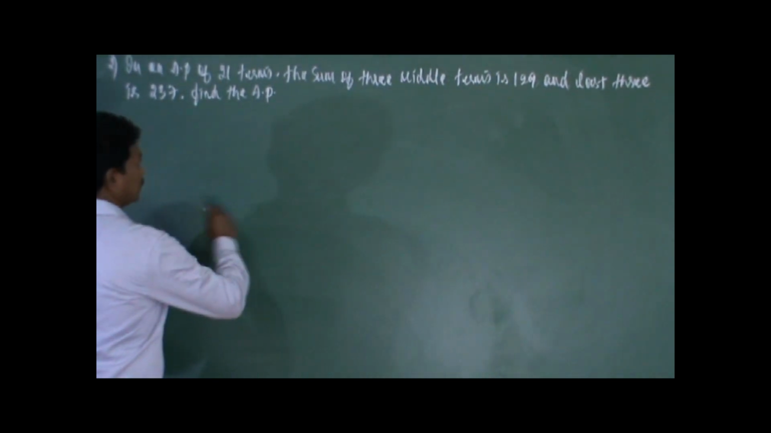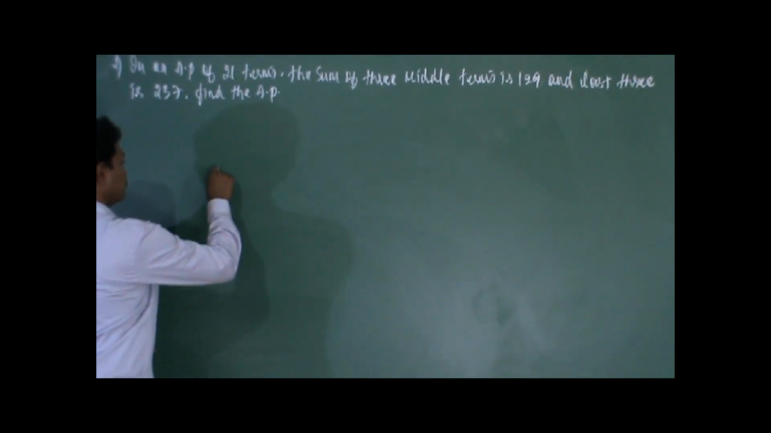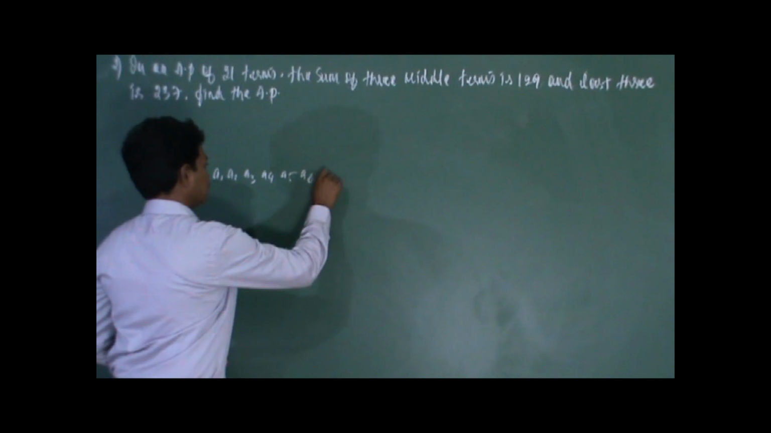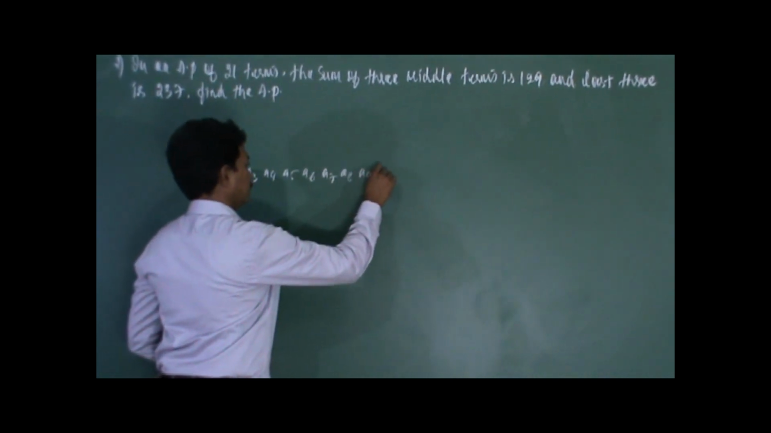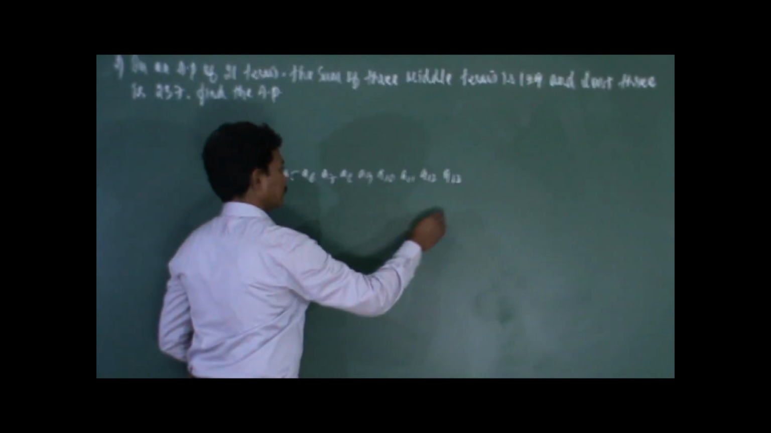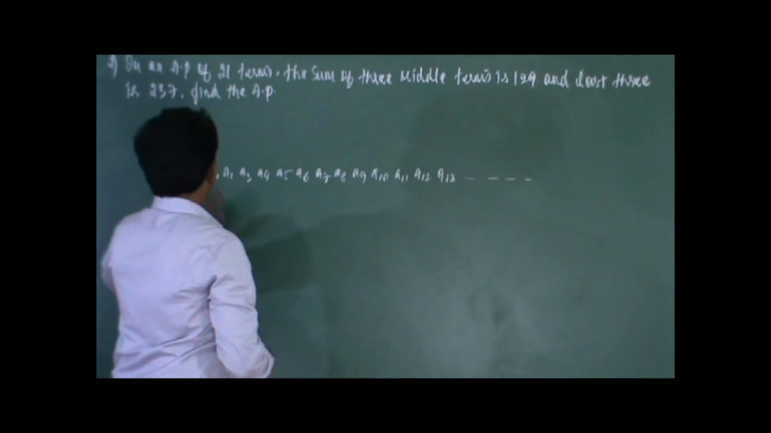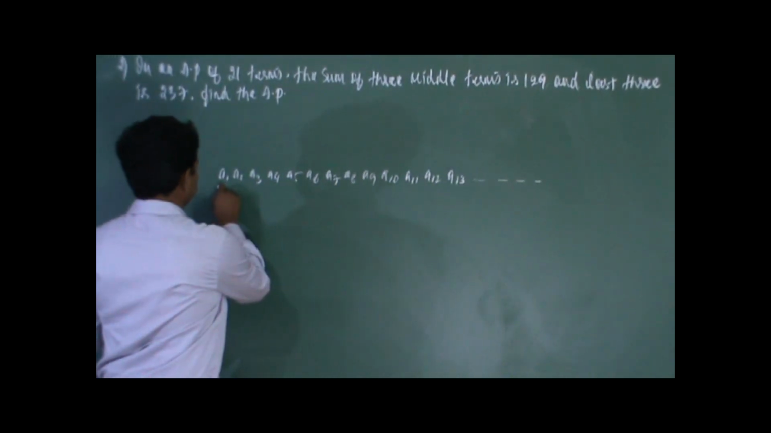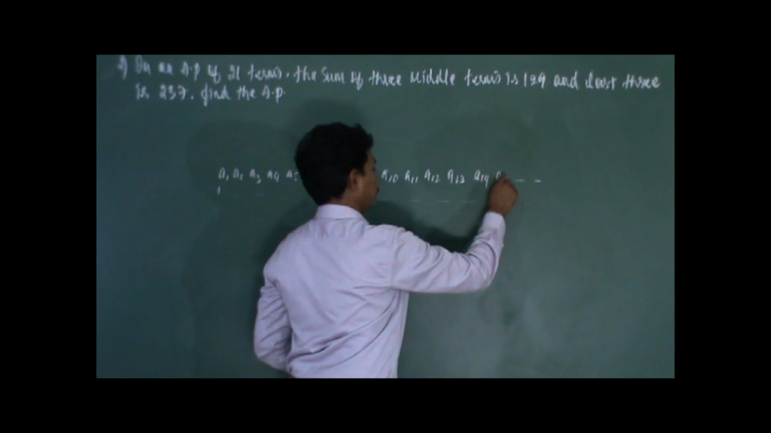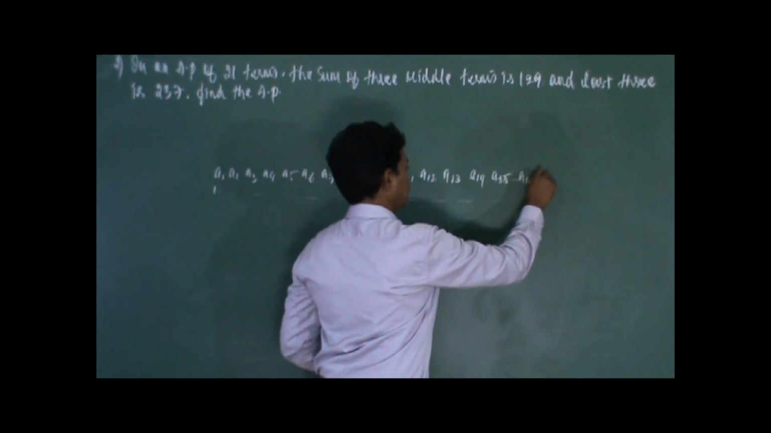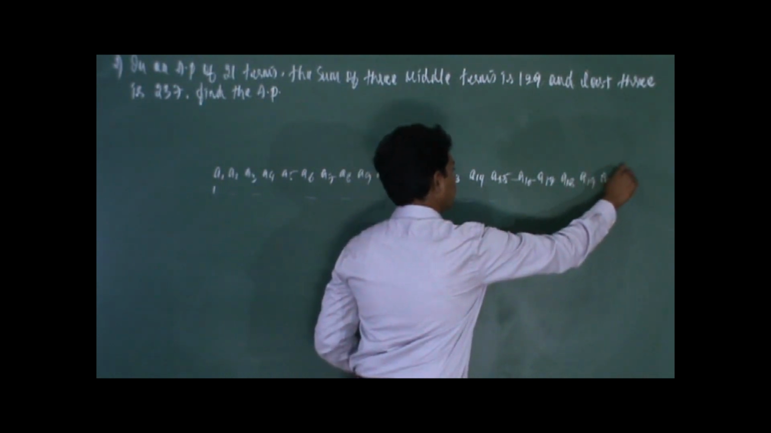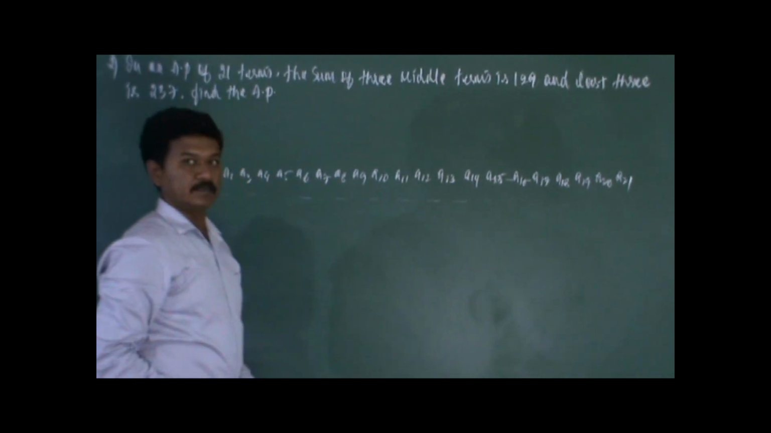So here the 3 middle terms, for example, are A1, A2, A3, A4, A5, A6, A7, A8, A9, A10, A11, A12, A13, so it goes on. So here in an AP of 21 terms, starting from the first term to the 21st term, we will write A14, A15, A16, A17, A18, A19, A20, A21. I have written all the 21 terms of the AP.